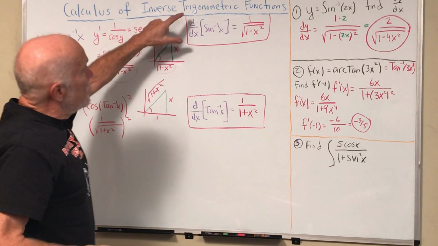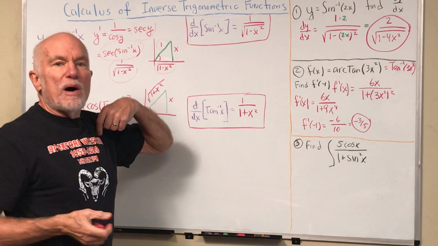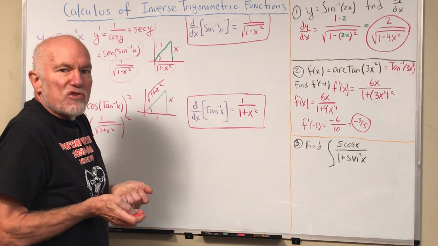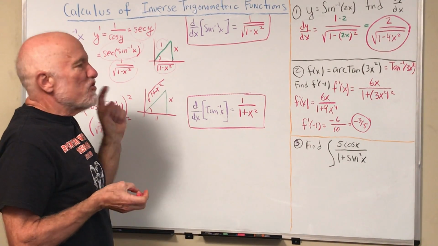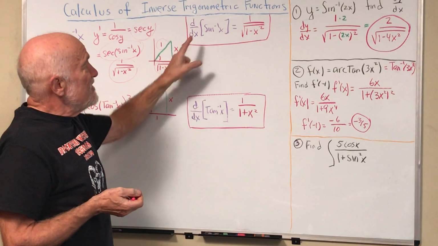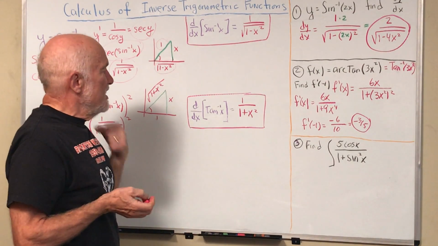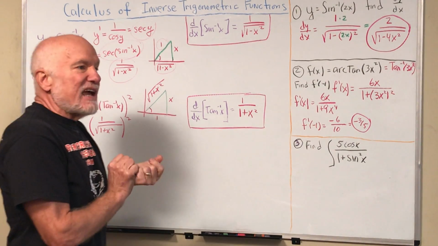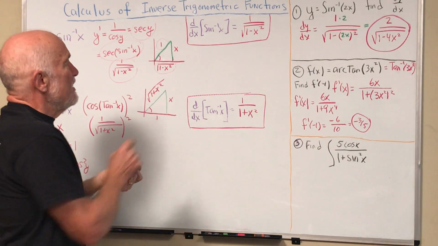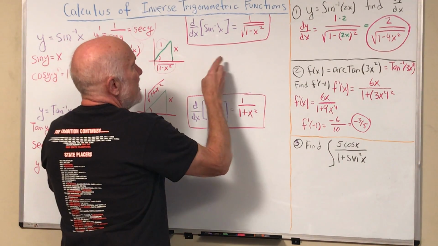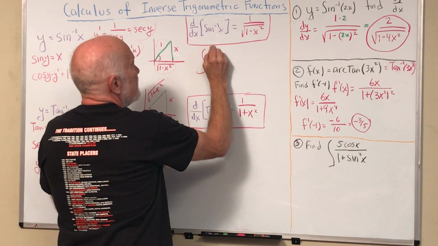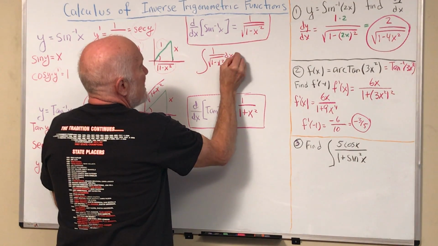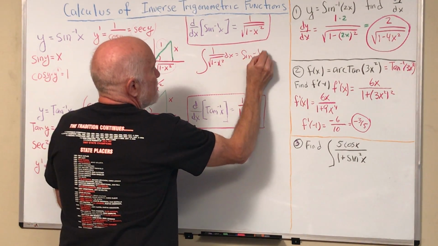Now, even though these functions do show up once in a while in the real world, they're not as common as most other functions. But what's really going to be important is not the derivatives of these functions, but we're going to come up with a new antiderivative formula. If the derivative of the inverse sine of x is this, then the antiderivative has got to be the inverse sine of x plus c.